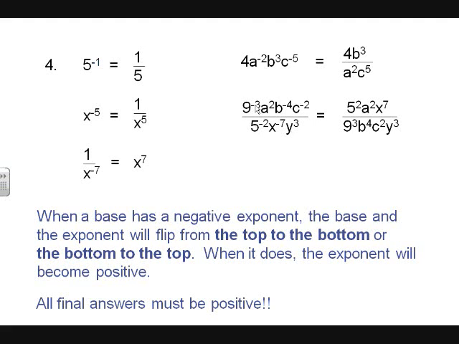Right here is a really good example of putting the entire rule together. And like I said, negative on the top, flip to the bottom. Negative on the bottom, flip to the top. But if it's positive, it must stay. So a squared was positive, stays on top. Y to the 3rd is positive and stays on the bottom.